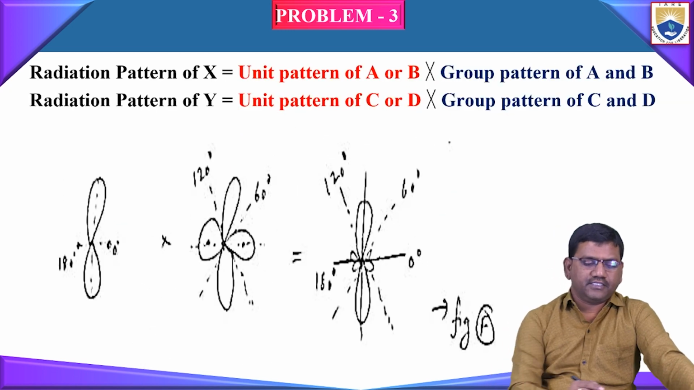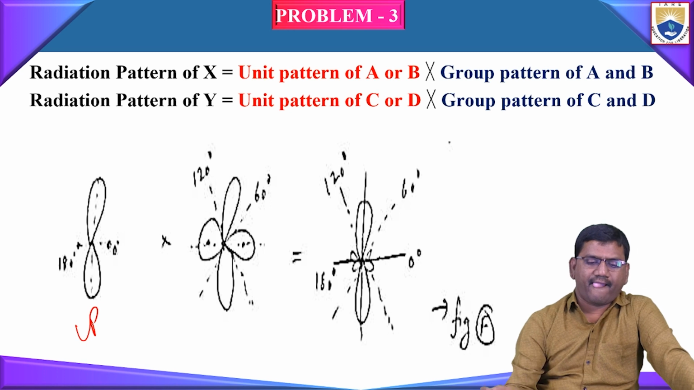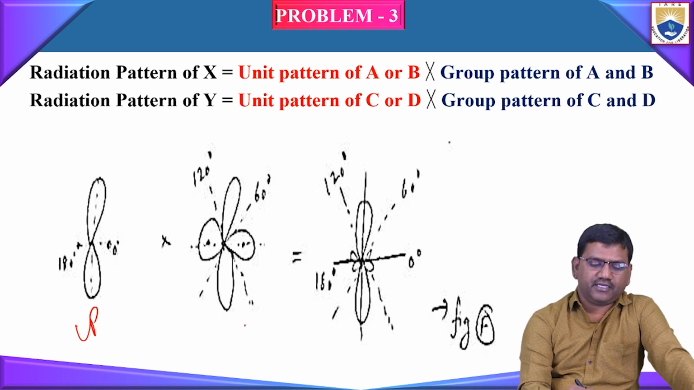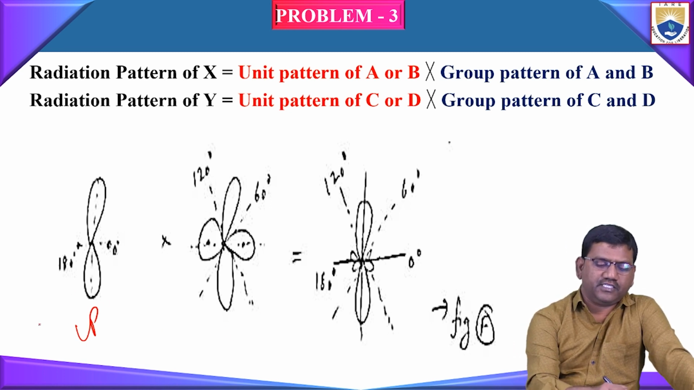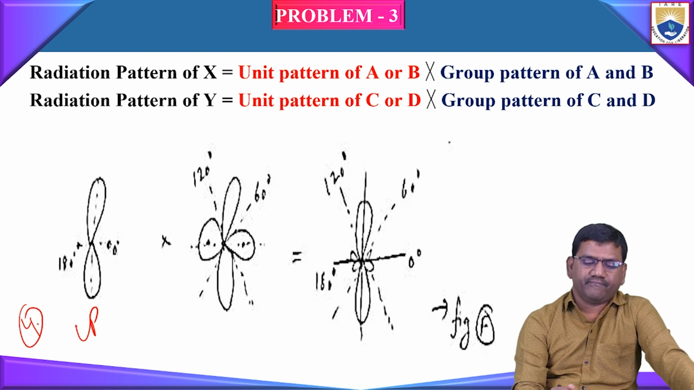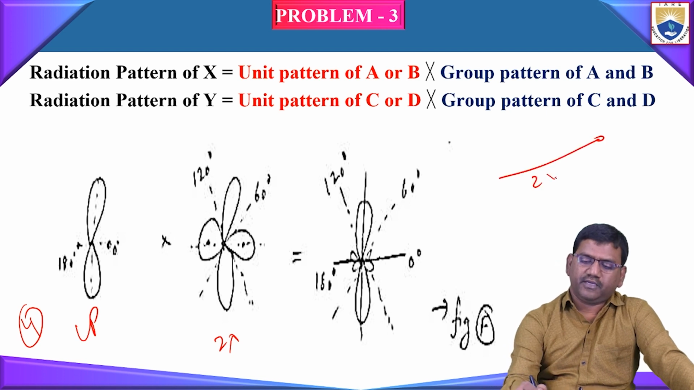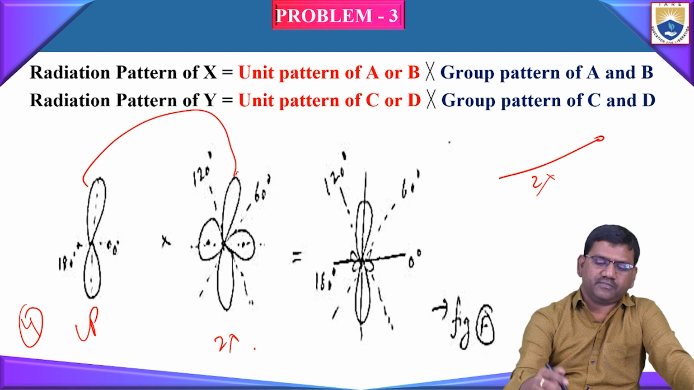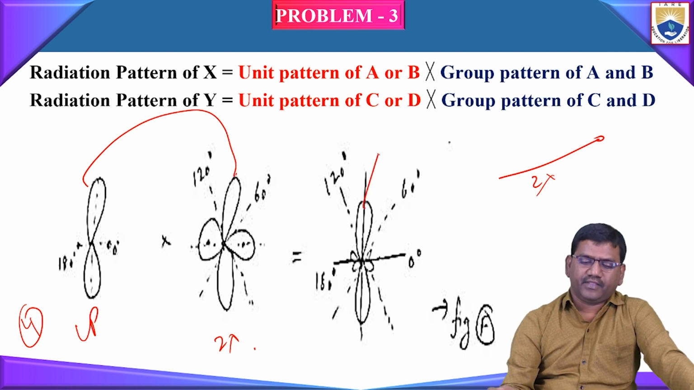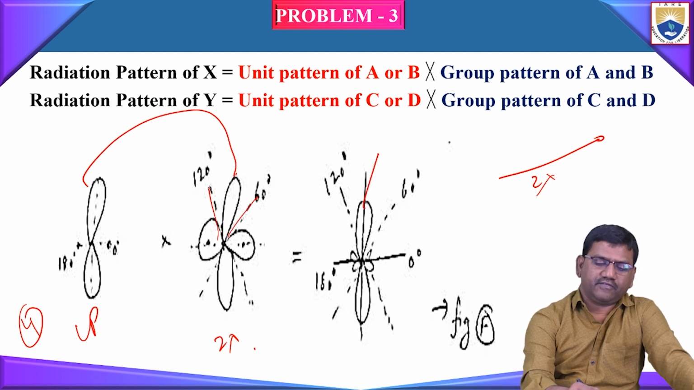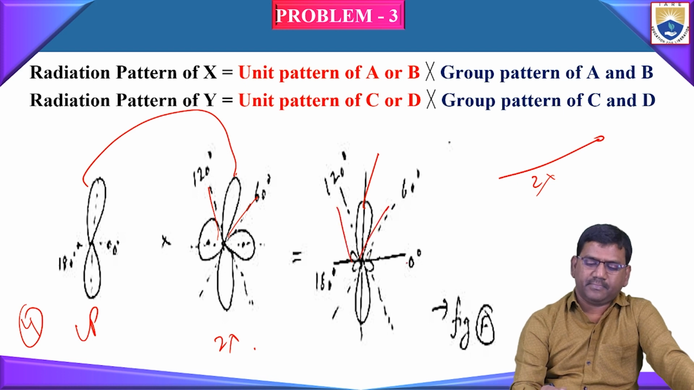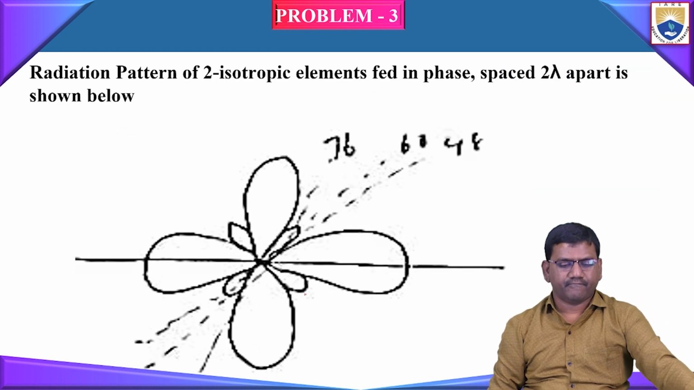So you can see here, this is the unit pattern for 4 elements. This is the radiation pattern for 2 lambda. If 2 elements are separated by 2 lambda, then the radiation pattern will be like this. If we multiply these two, maxima into maxima is equal to maxima here. And we are indicating the nulls here, at 60 and 120, and 0 and 180 here.